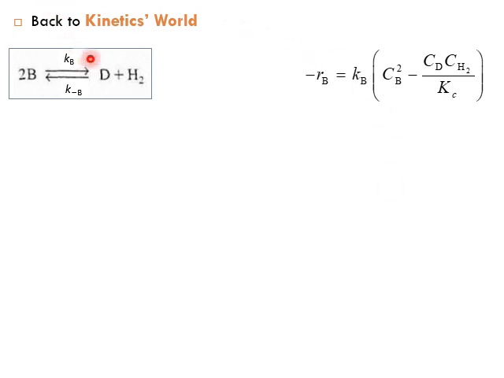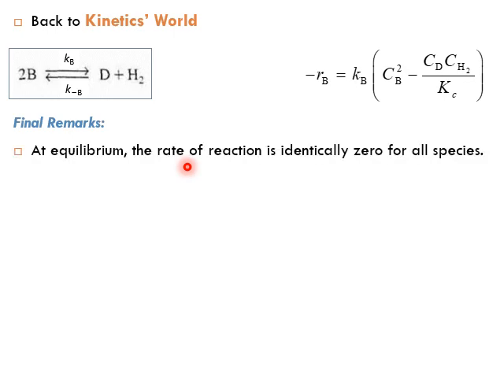Okay, so let's go back to the world of kinetics. Let's have some final remarks regarding the rate law. At equilibrium, the rate of reaction is identically 0 for all species. You know that already. The net rate of formation of B is 0 at equilibrium because the rate at which B is consumed through the forward reaction equals the rate at which B is produced through the reverse reaction. The same is correct if we talk about D, diphenyl. The net rate of formation of D is 0 at equilibrium.